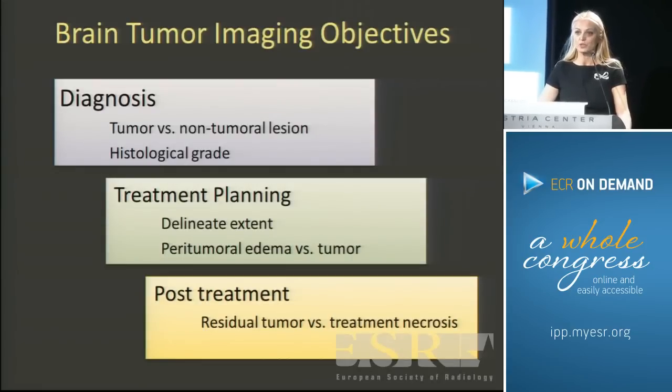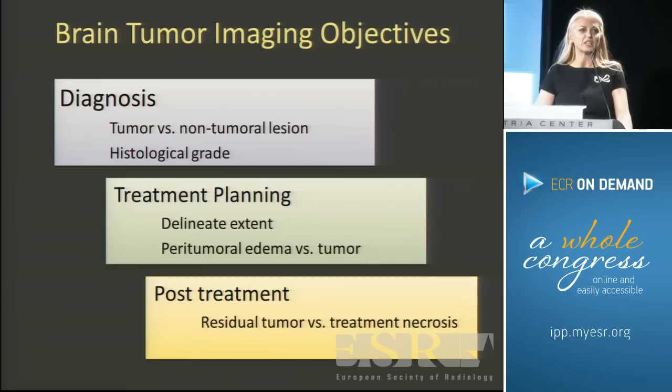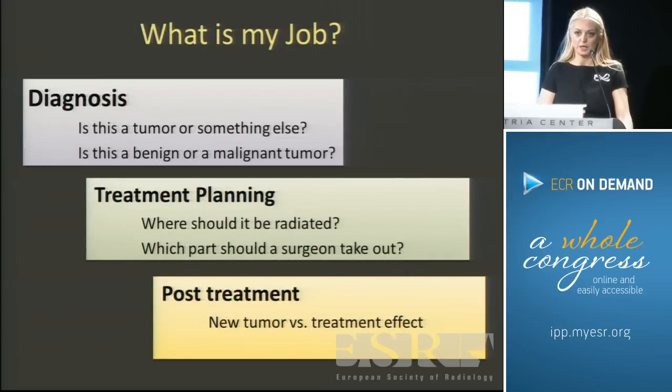So brain tumor imaging objectives will include several things: diagnosis, treatment planning, and post-treatment evaluation. I will try to make it as simple as possible. So let's say I am a neuroradiologist. If I see patients with brain tumor, the first question is, what is actually my job? What should I tell clinicians, and what should be in my report?